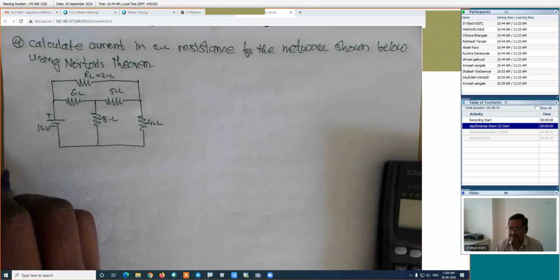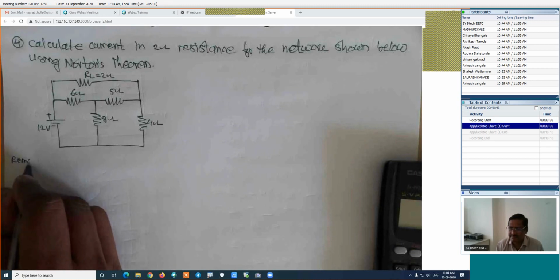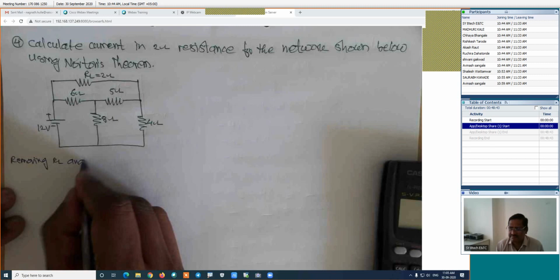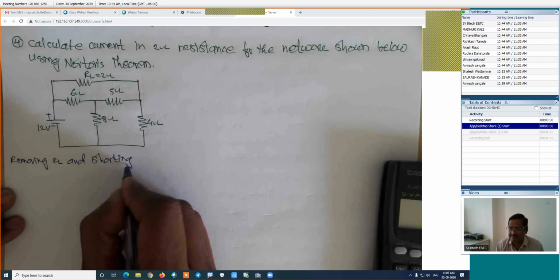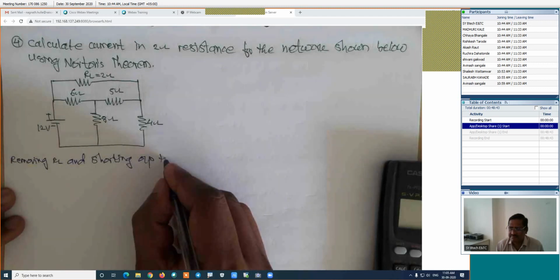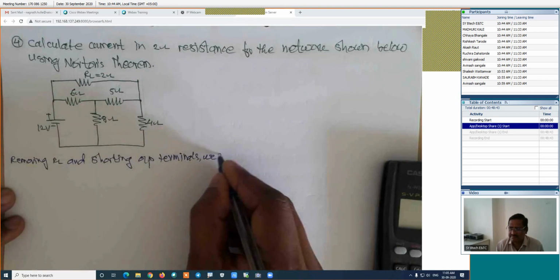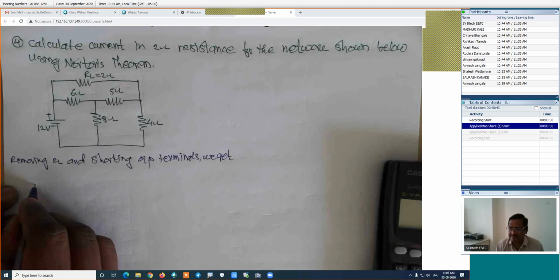Removing the load resistance and shorting the output terminals, we get. Removing RL and shorting output terminals, we get. Is it right? Draw its figure and do the calculations.